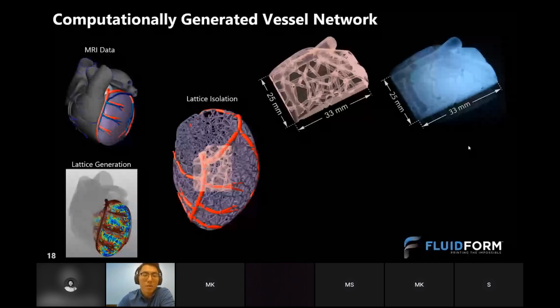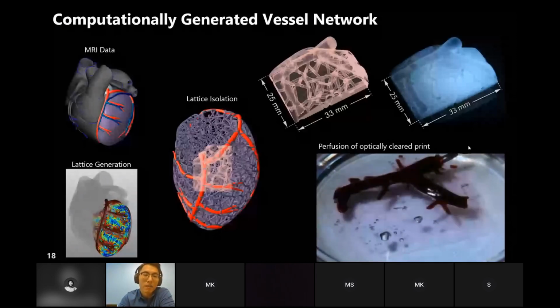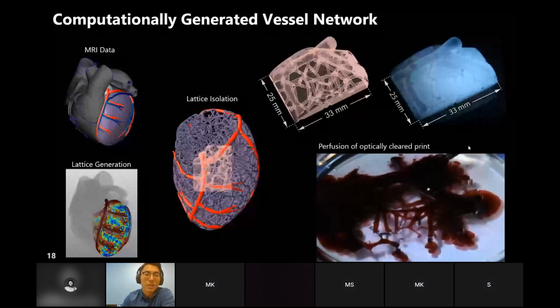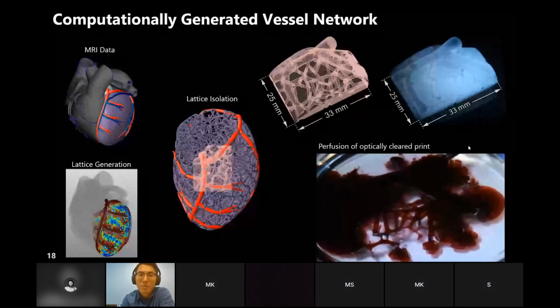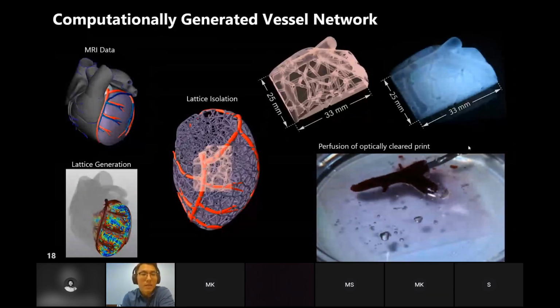So we immersed it in a BAB solution that some of you might be familiar with, so that we can actually see the perfusion of just a simple blood mimic glycerol water solution perfused through some of the vessels that are printed here. So these vessels extend from a couple millimeters down to a couple hundred microns, which we think is pretty impressive.